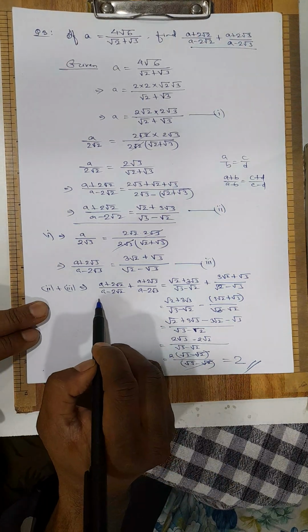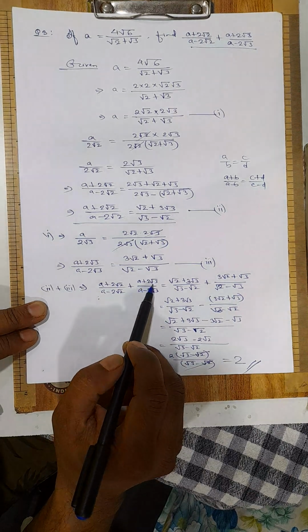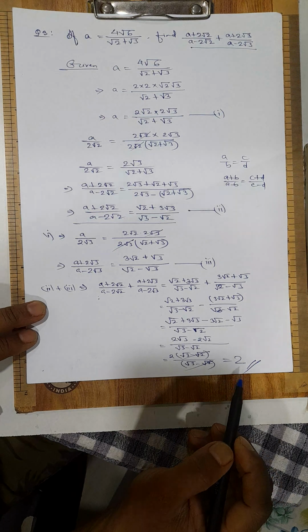So (a + 2√2)/(a − 2√2) + (a + 2√3)/(a − 2√3) = 2.